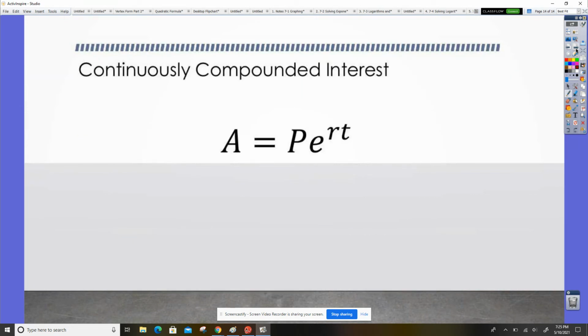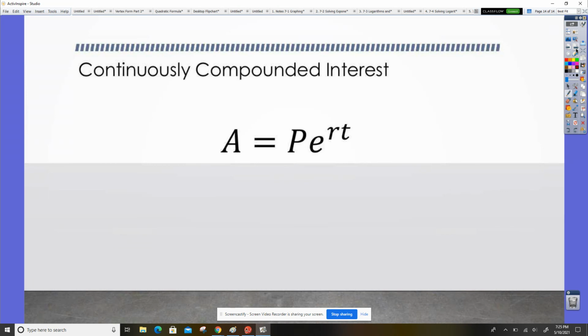So the last slide here is just giving you the equation for continuously compounded interest. So previously, way back at the beginning of this unit, we talked about compound interest. It was A equals P times (1 plus r over n) to the power of nt, I believe, off the top of my head. When we looked at that, it was compounded in some time frame. It was compounded monthly or compounded daily, yearly, weekly, some amount of time. This formula happens when your interest is compounded continuously. So it's always being compounded. It's always being added up.